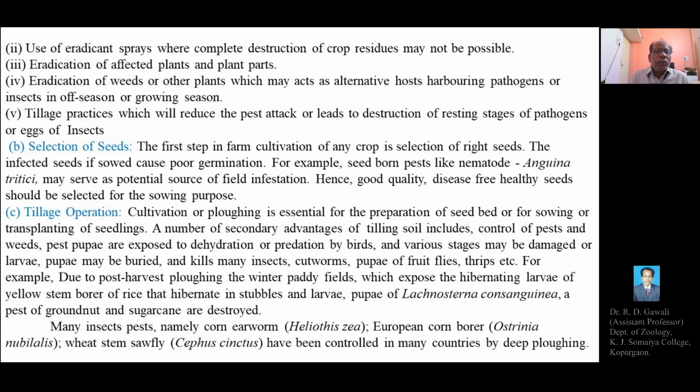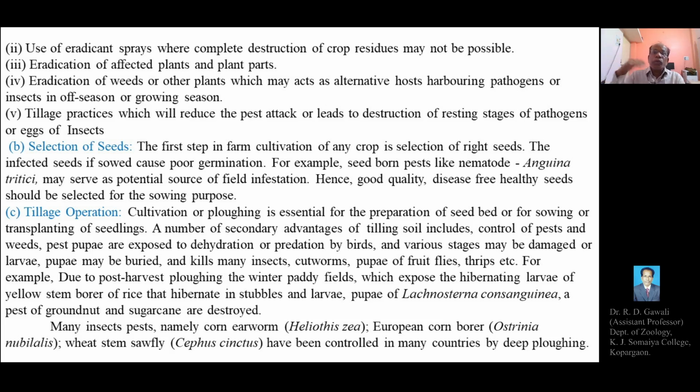For example, due to post-harvest ploughing, meaning ploughing after harvesting of the crop, the winter paddy fields expose the hibernating larvae of yellow stem borer of the rice that hibernate in stubbles, and the larvae and pupae of Lachnosterna consanguinea, a pest of groundnut and sugarcane, are destroyed.